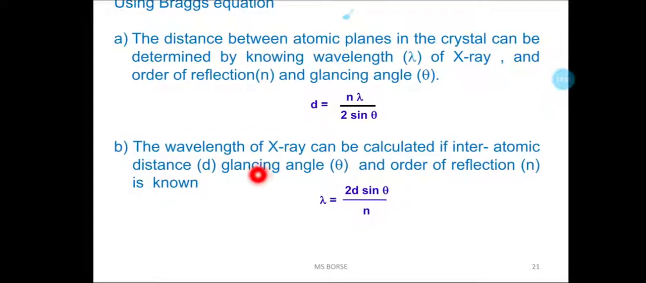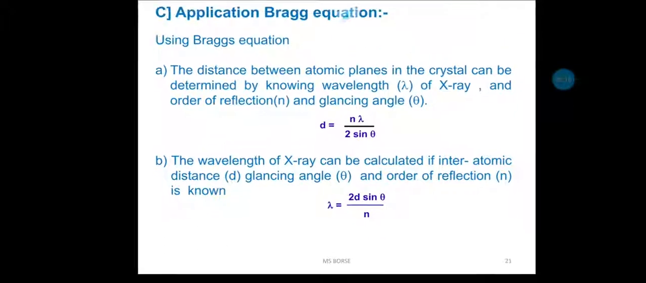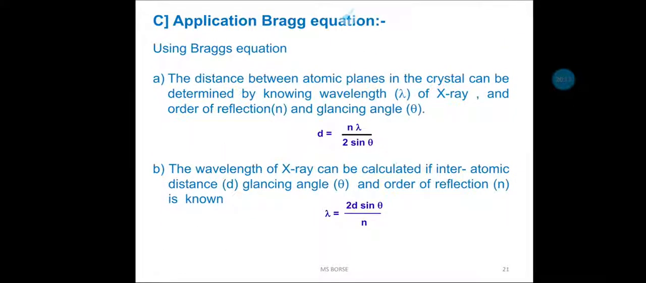The second application of the Bragg equation: the wavelength of the X-ray can be calculated if we know the interplanar distance d, the glancing angle and the order of reflection. Lambda is equal to 2d sin theta upon n, where n is the order of reflection. So this is about the applications of the Bragg equation.